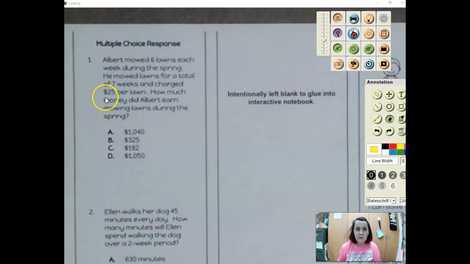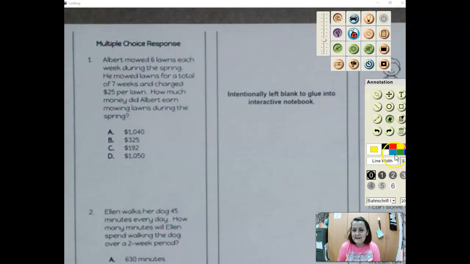It says that Albert mowed 6 lawns each week during the spring. He mowed lawns for a total of 7 weeks and he charged $25 per lawn. Do you know what the word per means? P-E-R? That's a fancy word for each. So for one lawn, he gets $25. How much money did Albert earn mowing lawns during the spring?